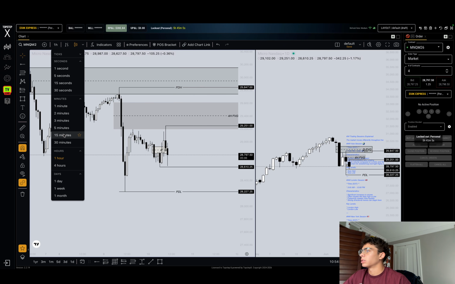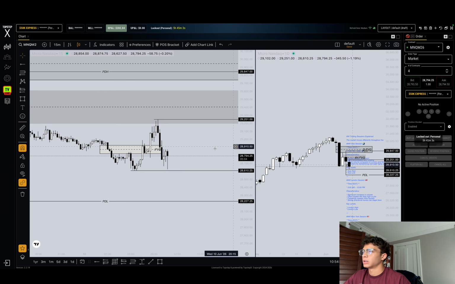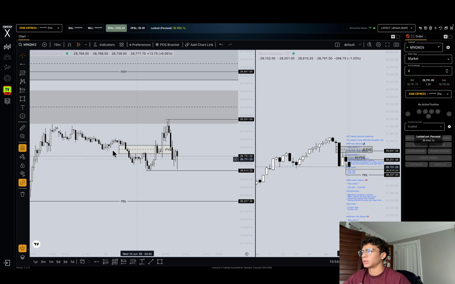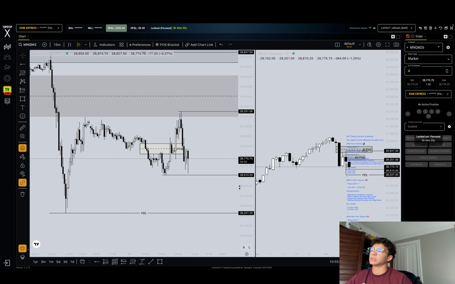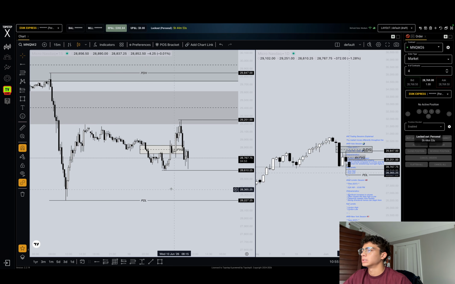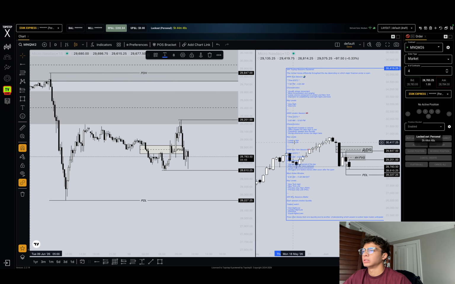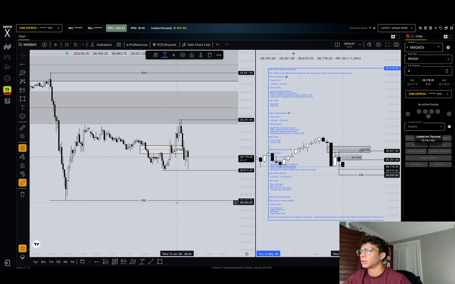And keep scaling all the way down to the 15. I do not use the 30. And just do it again. Mark out your 15, 30, and then all the way down to the 1 minute. And you don't have to mark out everything. Just stick with your high time frame highs and lows. And then most importantly is your session highs and lows. This is all the information right here.